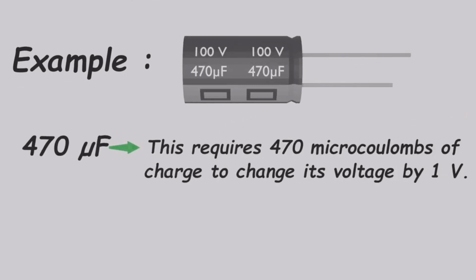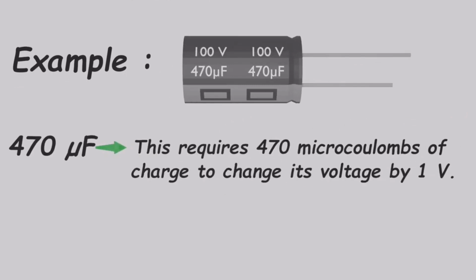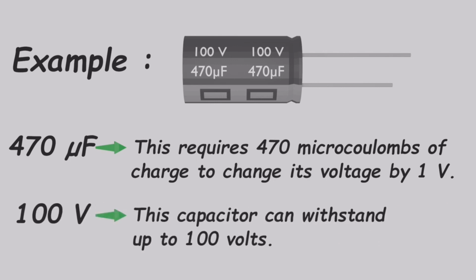This means the capacitor has a capacitance of 470 microfarads. In simple terms, it requires 470 microcoulombs of charge to change its voltage by 1 volt. The voltage rating indicates the maximum voltage the capacitor can handle without getting damaged. In this case, the capacitor can withstand up to 100 volts.